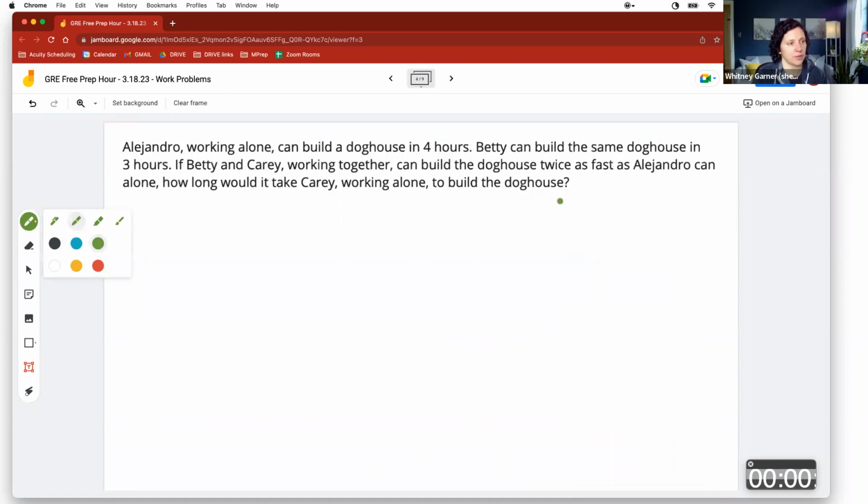I want you to consider this as the rate of the first thing plus the rate of the second thing is equal to their rate together, which means the work of the first thing over the time the first thing takes, plus the rate of the work of the second thing over the time of that second thing is going to be equal to their work together over their time together.